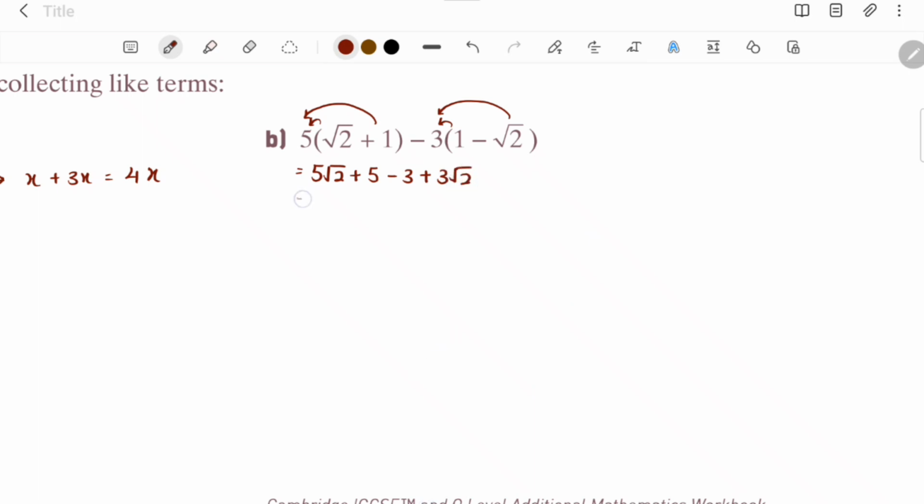Rearrange it. So 5 Surd 2 plus 3 Surd 2. 5 minus 3 plus 2. And then 5 plus 3, 8 Surd 2 plus 2. This one will be your final answer.